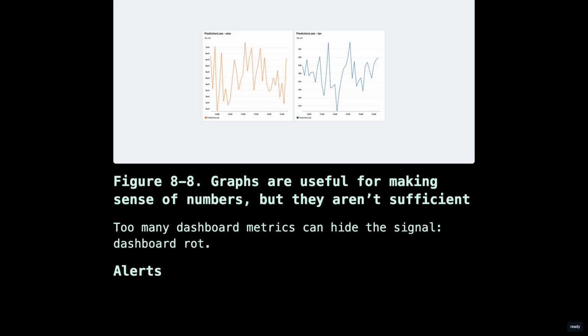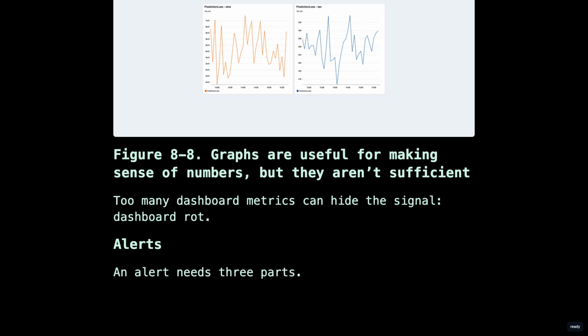Alerts connect detection to action. Once the system notices something suspicious, the next job is making sure the right person hears about it quickly and clearly. A useful alert is more than a bell that rings. It needs a rule for when to fire, a way to reach people, and enough context that the person receiving it can respond intelligently.